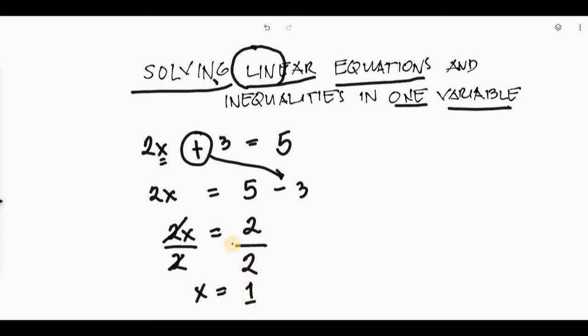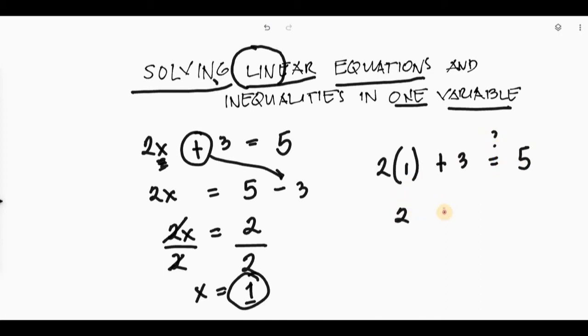Now, after solving for the value of a certain variable, we can now check if our answer is correct. So, what are we going to do? Instead of writing x, we're going to write 1 since they are equal. So, 2 times 1 plus 3, is it equal to 5? Let's put some question mark. So, 2 times 1 is 2, plus 3, is it equal to 5? So, 2 plus 3 is 5, is equal to 5. Now, if they are equal, then your answer is correct.